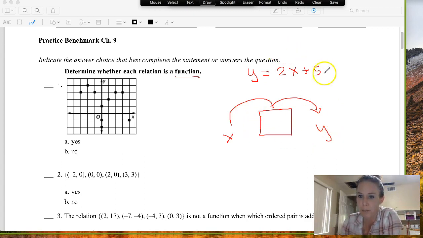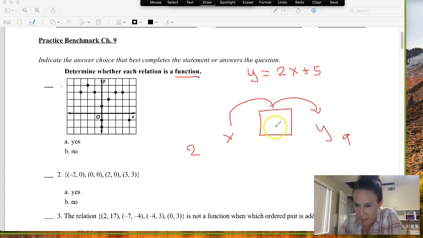So for example, this is a function. When I plug in 2 into this function, I go 2 times 2 and I get 4, and then I add a 5 onto it and I get 9. So if this was my function, 2x plus 5, it would spit out 9. If I plug in 2 again, every time this will spit out 9, every single time. So this makes a function.